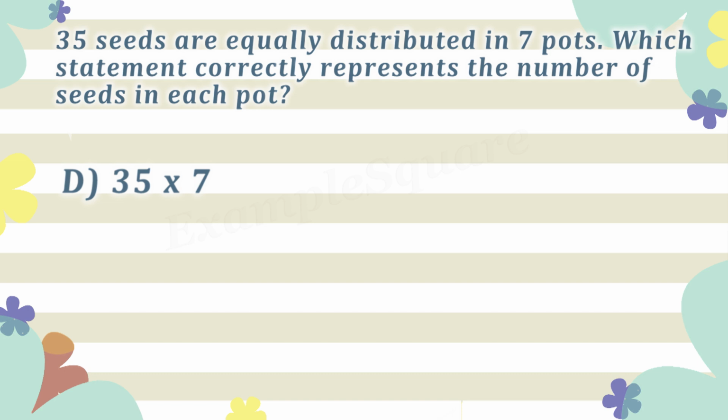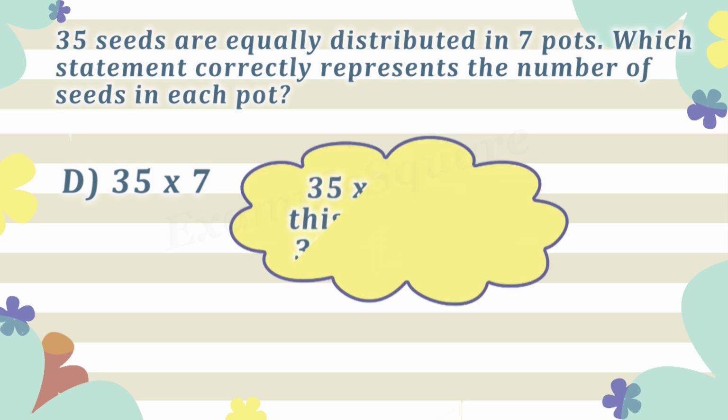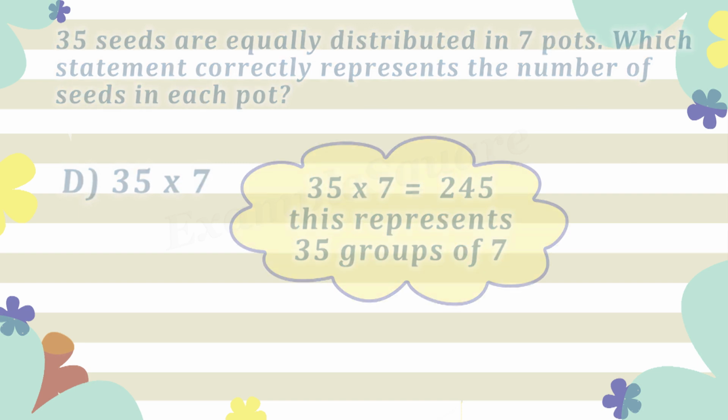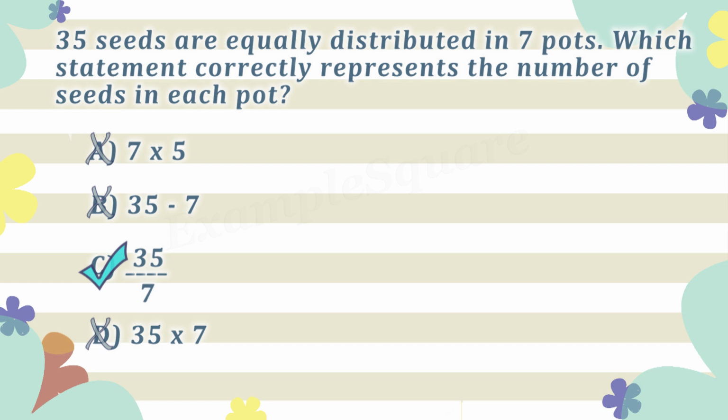Choice D is 35 times 7. This does not represent distributing 35 into 7 groups. Choice C is the correct answer.